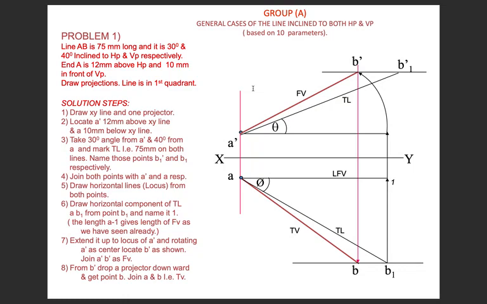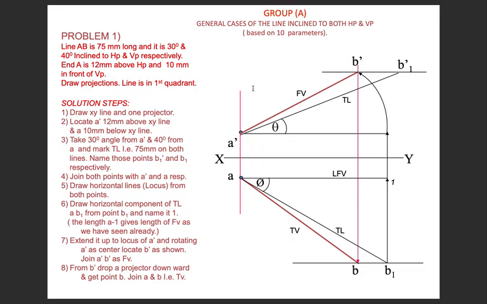So first you draw the XY line and one projector. Locate A dash 12 mm above the XY line and A 10 mm below the XY line. As mentioned in the question, take 30 degree angle from A dash and 40 degree from A and mark true length, that is 75 mm on both lines. Name those points B1 dash and B1 respectively.